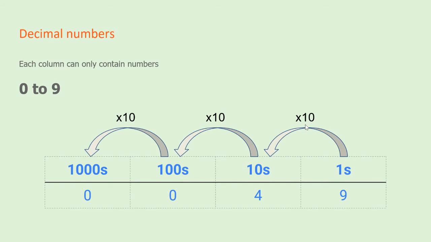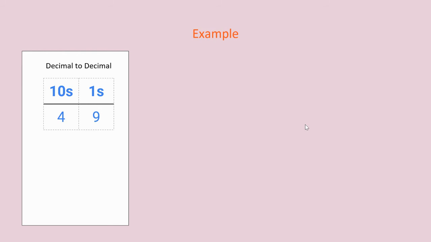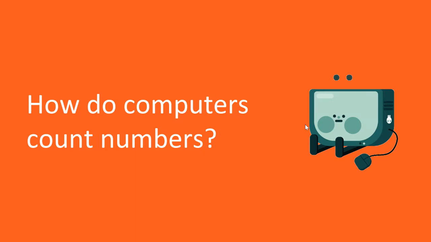We couldn't put 10 in one of those columns because that 1 would have to spill over onto the next column. So we can only have numbers from 0 to 9. This is actually how we know it's 49, because we have 9 units plus 4 tens. And we know that adding those two calculations up, we're going to get the number 49. So now we know how humans count.